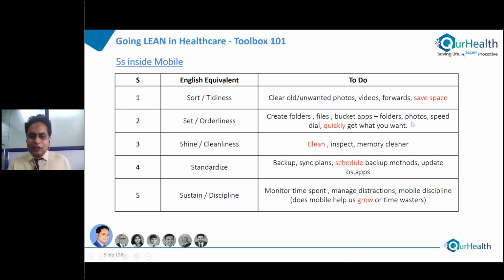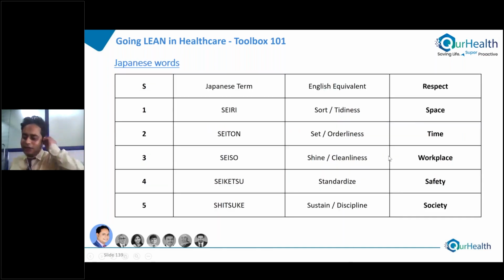So we move into the deeper meaning of these five S's. Next slide, please. Two more minutes, Rahul? Yeah, no problem. I'll just finish it up. I'm coming towards the end, just three to four more slides.